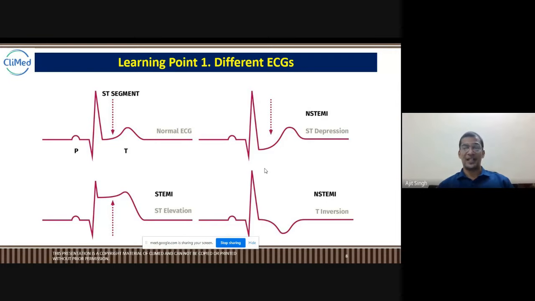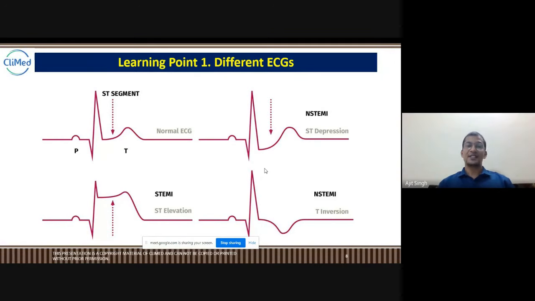Sometimes it will be ST depression, sometimes it will be T inversion. It could be anything, so it will confuse you. It is actually not easy to find out. When there is a STEMI, you can directly find out that there is a severe, critical MI. But if there is an NSTEMI, you have to go for confirmation by checking troponin T. In case of NSTEMI, you have to go for further evaluation with troponin T. Then only you can understand it.